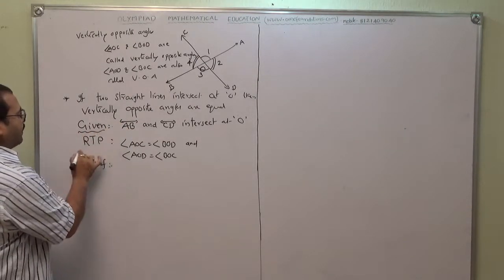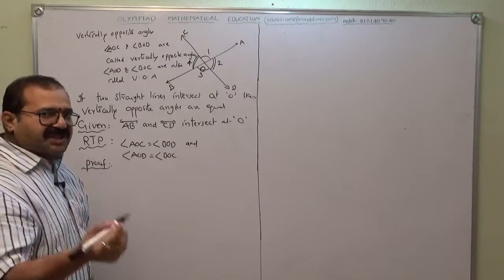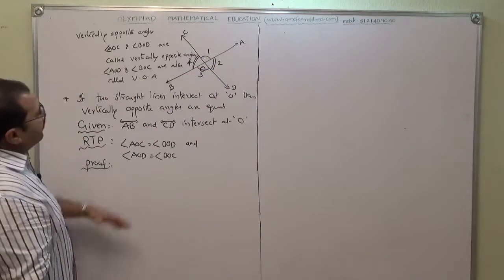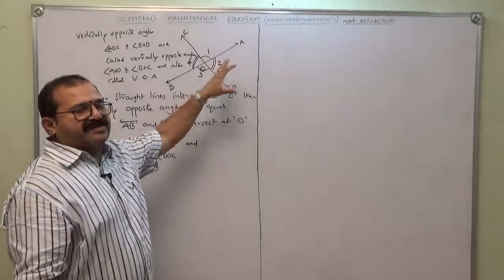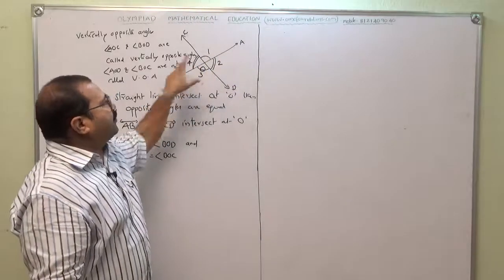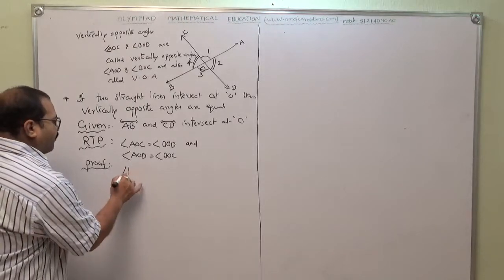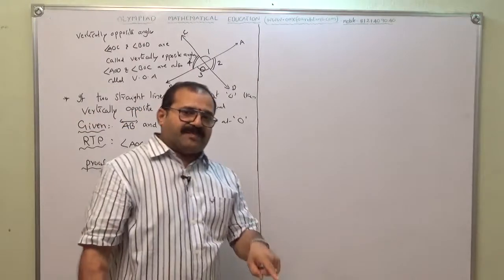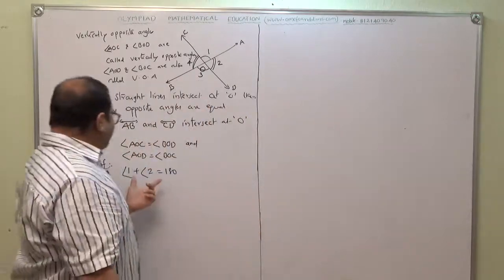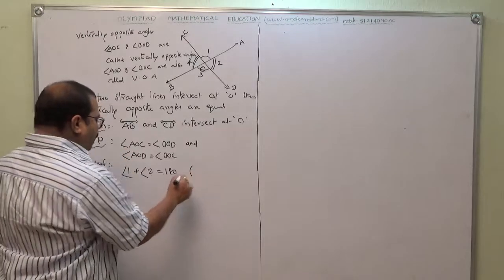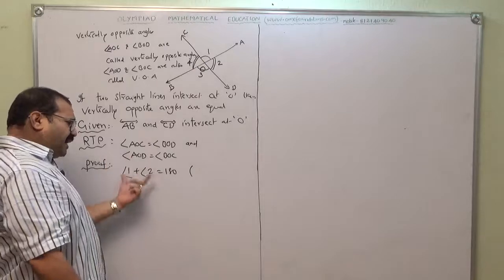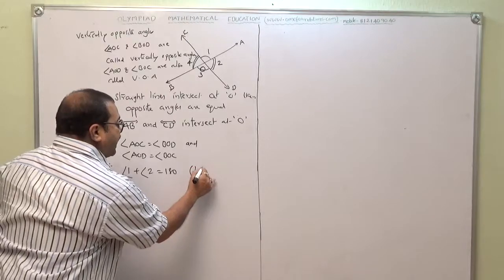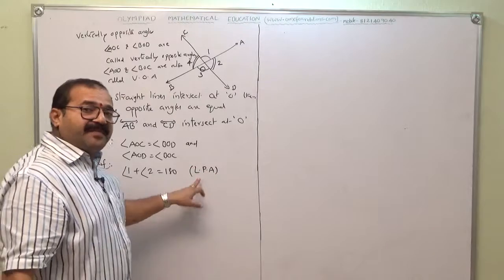So given, required to prove, construction and proof. Here construction is not necessary. Coming to the next point, I don't write AOB, AOC; I simply give the names 1, 2, 3, 4, let us follow that. Now angle 1 plus angle 2 is equal to 180. Whenever you write a statement, you need to keep in mind what is the evidence for it. I write this statement basing on linear pair axiom. I simply write LPA, that means linear pair axiom.